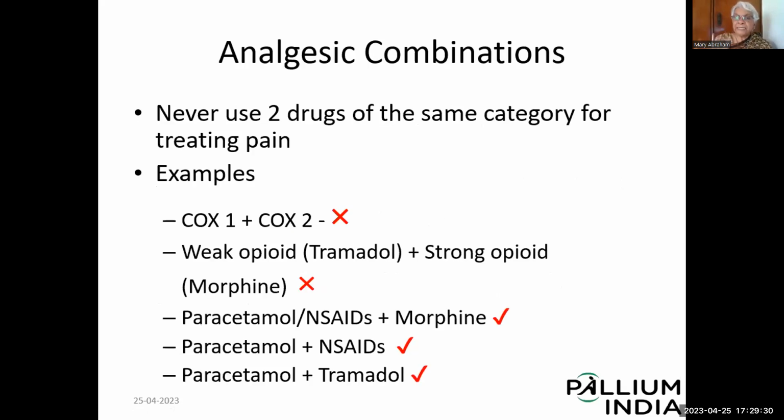Now, if you look at analgesic combinations, very often we use combinations. So just remember, a thumb rule is never use 2 drugs of the same category for treatment. Like you don't combine a weak opioid with a strong one. Or you don't combine a COX-1 with a COX-2. But these are the combinations that are favorable and which will have not only a less side effect profile, but it also enhances the efficacy of each.